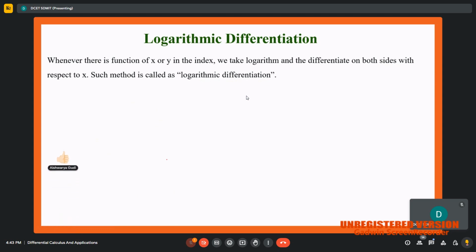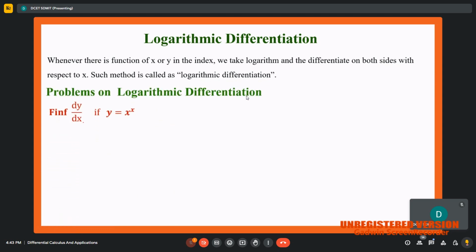Okay. Let me take problems, look. Find dy by dx if y is equal to x to the power of x. What is given? y is equal to x to the power of x. We have to find out the dy by dx. Now y is equal to how much is given? x to the power of x.